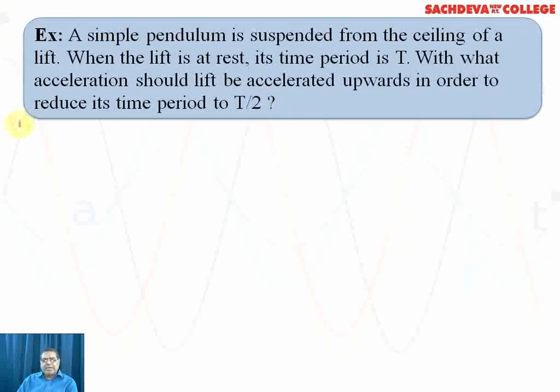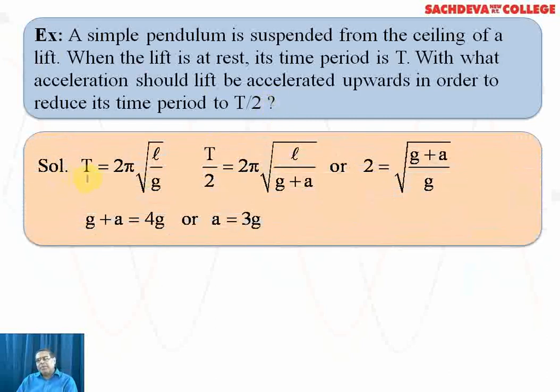Now, the next question is, a simple pendulum is suspended from the ceiling of a lift. Now, there is a lift and its ceiling is connected to a pendulum. When the lift is at rest, its time period is T. With what acceleration should the lift be accelerated upwards in order to reduce the time period to T by 2? So we have to reduce T to T by 2. What should be the acceleration? While going up, we have to take g plus a. While coming down, we have to take g minus a.